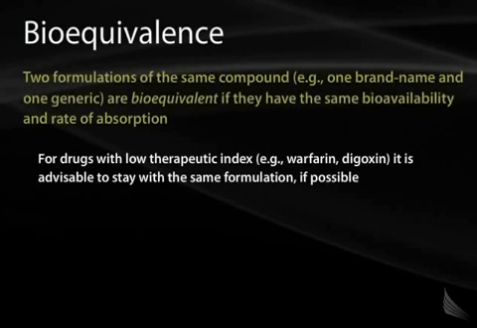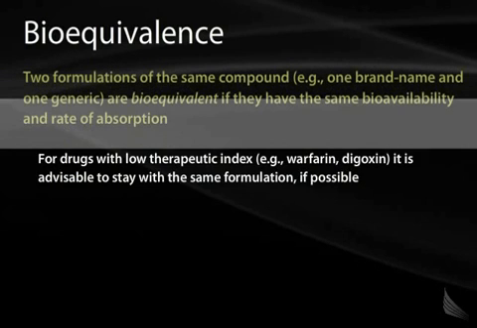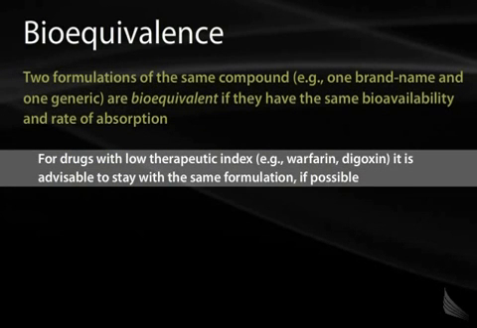If a drug is bioequivalent, then the two formulations of the same compound, one, for example, being a brand name drug and another one being the generic form of the drug, if they have the same bioavailability and the same rate of absorption, they are considered bioequivalent. For drugs with a low therapeutic index, meaning medications that it's very easy to become toxic on, for example, warfarin and digoxin, it's best to stay with the same formulation, meaning if the patient takes a generic form, they should stay on the generic form and not switch to the brand name. Because even between the generic and the brand name, you can still have some major differences.